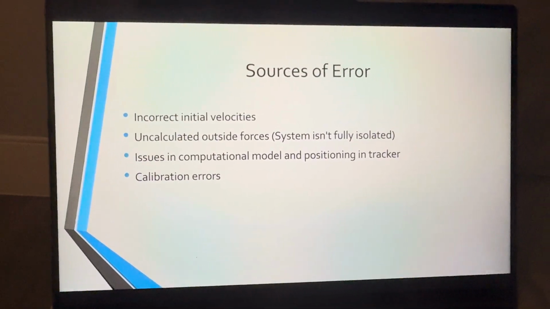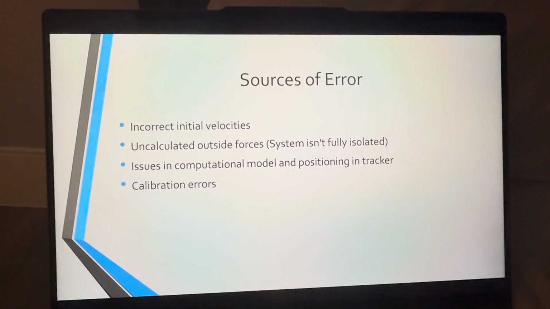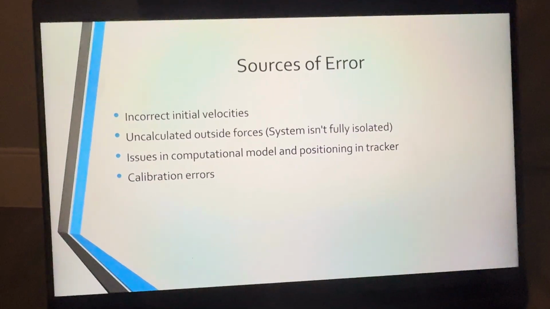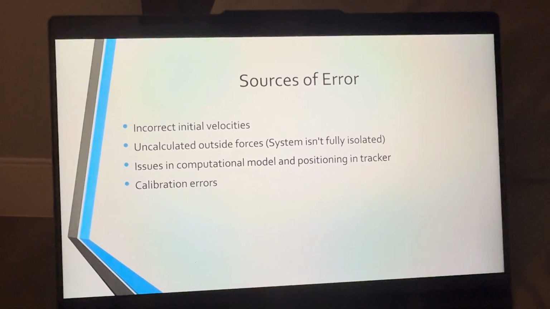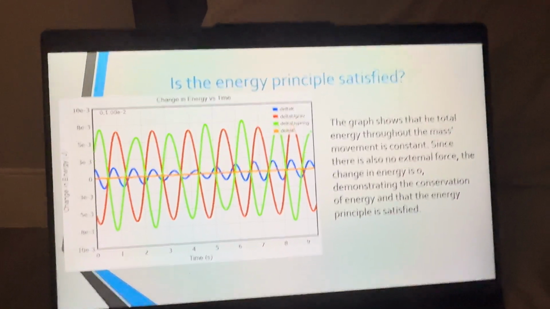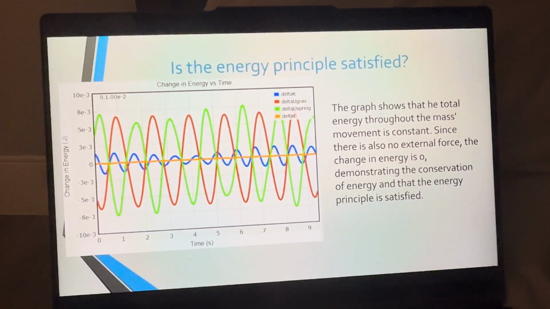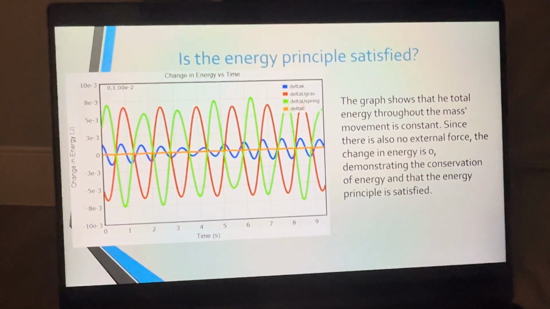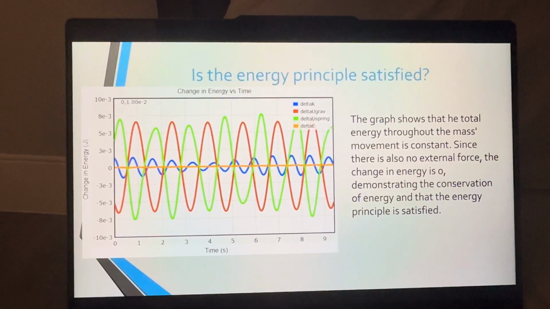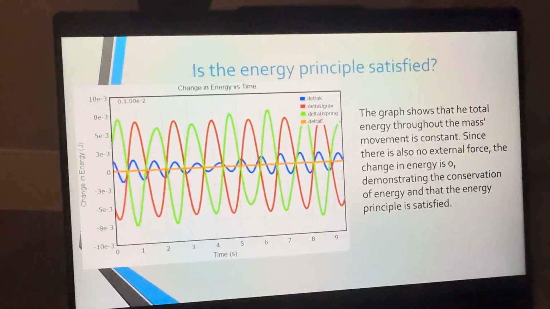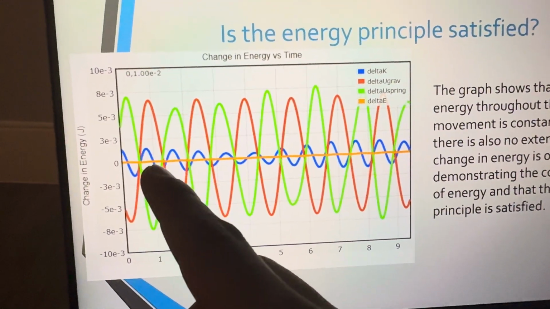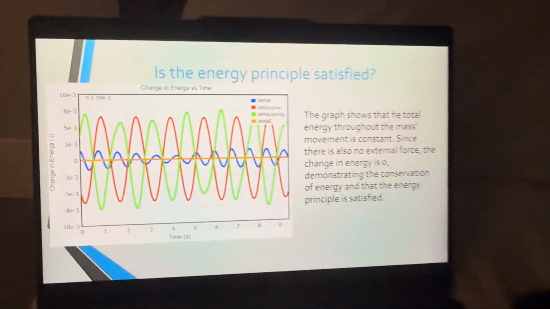Some sources of error could be incorrect initial velocities, uncalculated outside forces because the system isn't fully oscillated, and issues in the computational model and positioning in tracker. I also could have had some calibration errors while doing the tracker system. So is the energy principle satisfied? Yes, it is. The graph shows that the total energy throughout the mass's movement is constant, and since there is also no external force, the change in energy is 0, demonstrating the conservation of energy and that the energy principle is satisfied. We can also see here that the delta K keeps on moving and doesn't deviate and keeps on going back, showing that the net energy was 0.